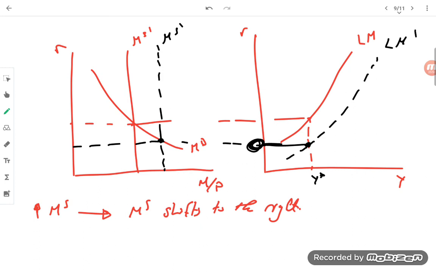So any factor that affects money supply will cause a shift to the LM curve. Any factor that affects money demand will cause a shift to the LM curve. So this means that expected inflation, wealth, and factors that affect money demand will also affect the LM curve or cause a shift to the LM curve.